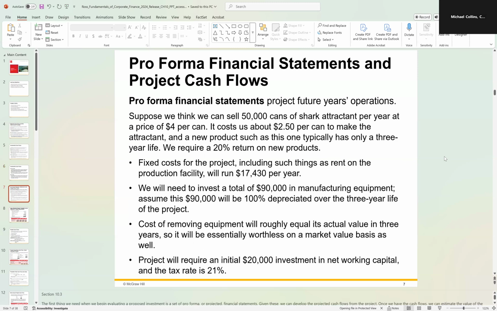Pro forma statements project the future operations. Here's a little example. I won't read through it line for line, but it is effectively talking about how we might project an initial investment in a project, looking at the cash flows, what cash this project will kick off, and accounting for taxes as well.